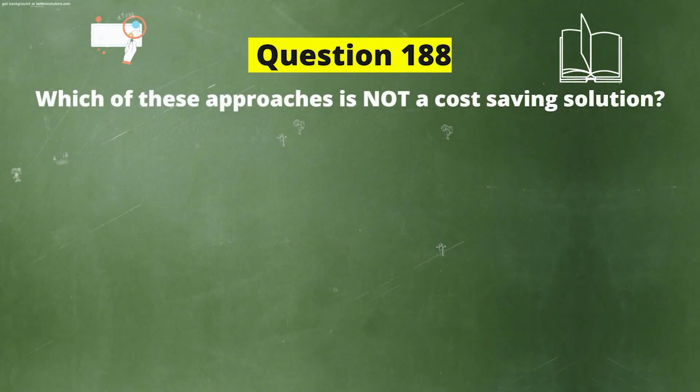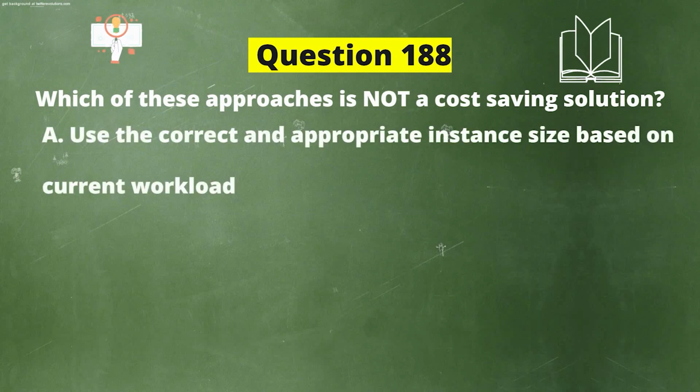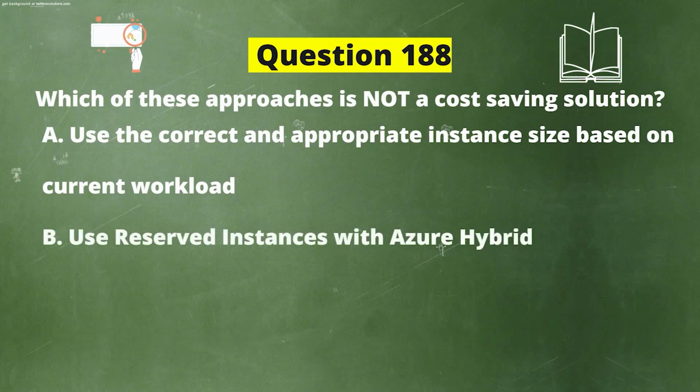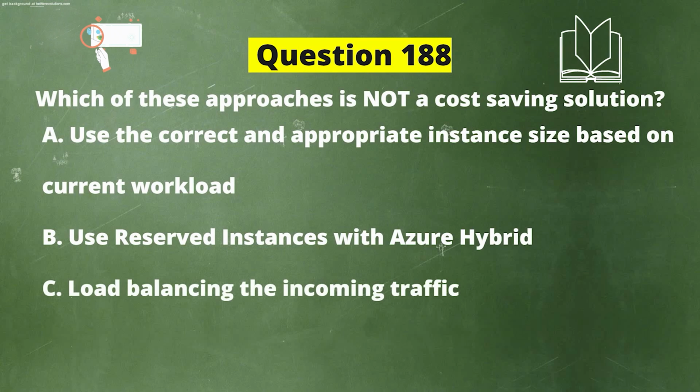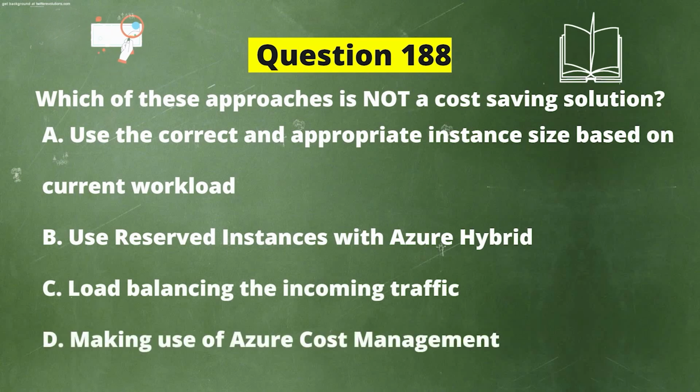Next question. Which of these approaches is not a cost-saving solution? And the options are A. Use the correct and appropriate instance size based on current workload. B. Use reserved instances with Azure Hybrid. C. Load balancing the incoming traffic. D. Making use of Azure Cost Management.